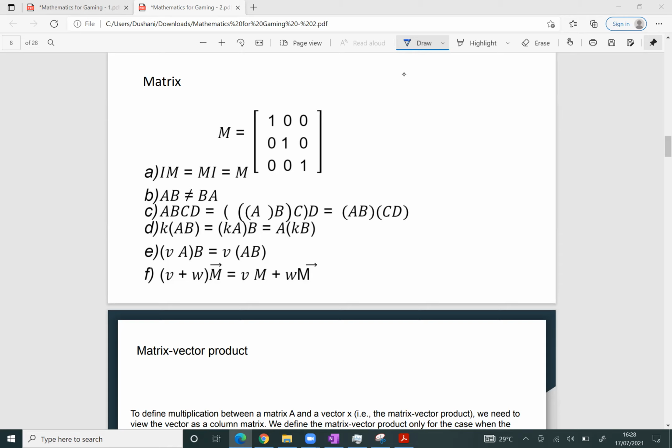The properties that are available in operations on matrices are: we have the identity property, then we have distributivity, and we have associativity.